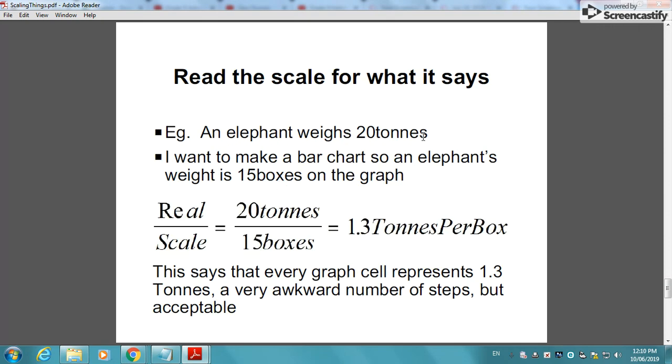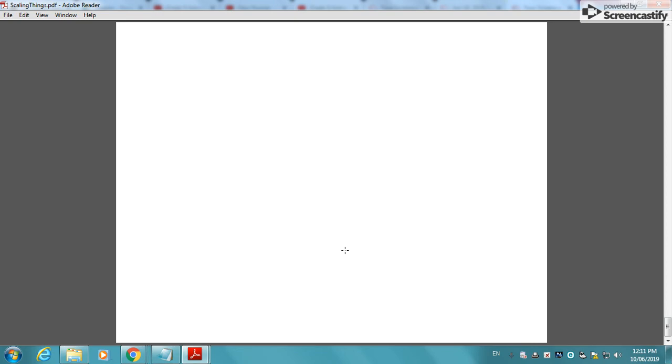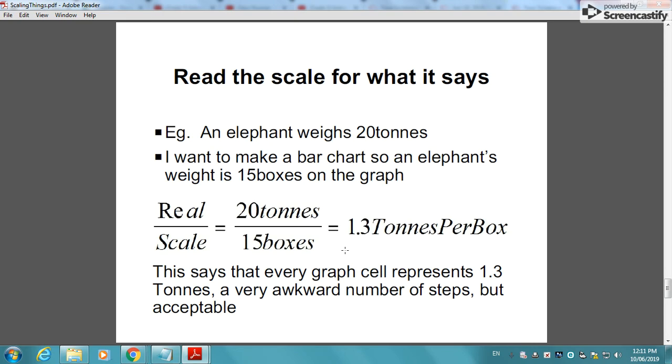So an elephant weighs 20 tons. I want to make a bar chart so an elephant's weight is 15 boxes high on the graph. So I take the real weight of the elephant, divide it by the number of squares on the graph paper I want to use, and I get 1.3 tons per box. It's an odd number of steps, but it would work. But that's all it takes to scale objects down. And so we'll do this with the planets next.